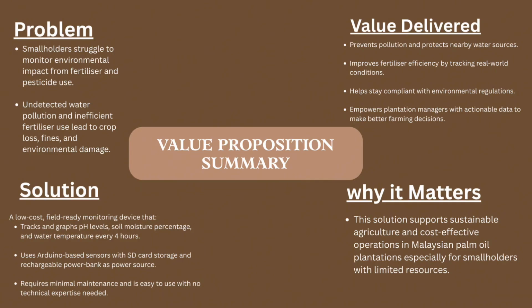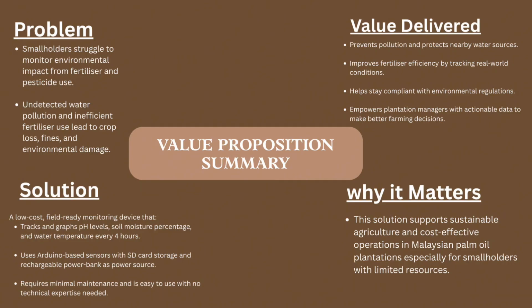In many smallholder plantations, it's difficult to keep track of how fertilizers and pesticides affect the environment. Often, water pollution or soil degradation only becomes obvious after damage has already been done, like fish dying in irrigation channels or crop performance declining. Our solution is a low-cost, field-ready device that monitors water pH levels, soil moisture percentage, and water temperature in real time. It logs data every 4 hours onto an SD card, graphs the result on an Excel sheet, runs on a rechargeable power bank, and is designed to be easy to install and maintain even without technical expertise.